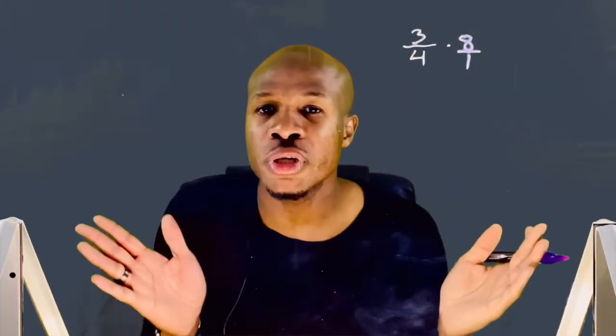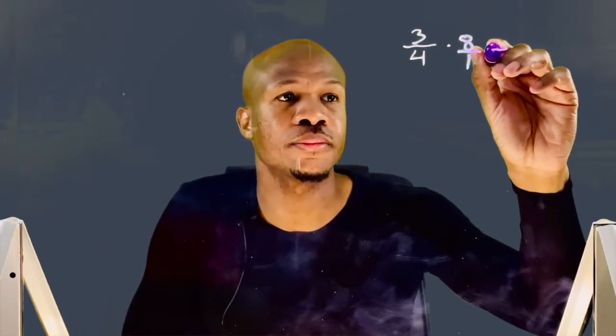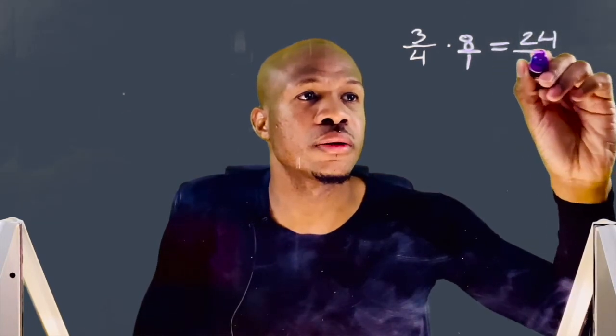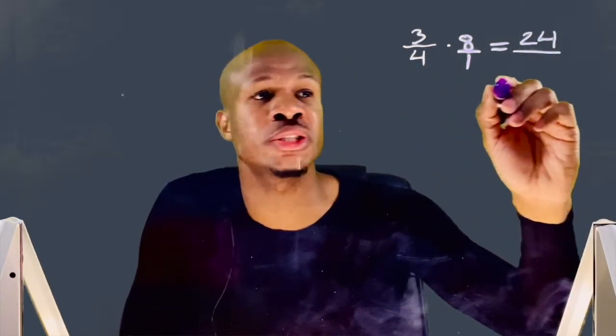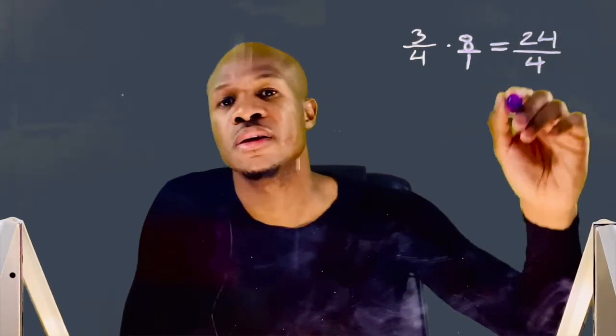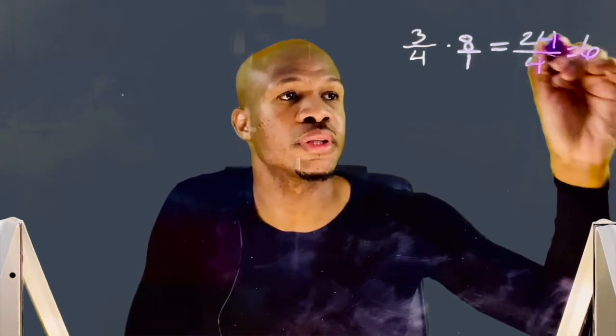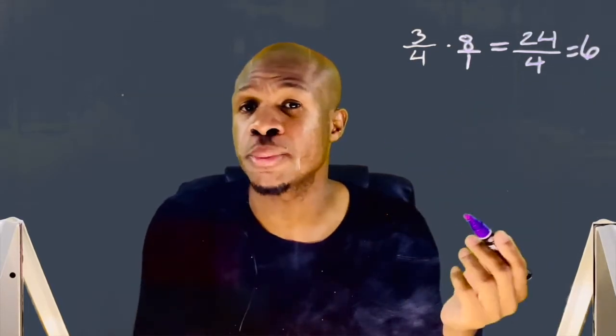Now remember, whole numbers, they have a denominator too. The number 8 is just equal to 8 over 1. Now you can write that if you want to. For whole numbers, the denominator is 1. When you multiply this, what do you get? You get 8 times 3, which is 24, divided by 4 times 1, which is 4. And 4 goes into 24. 24 divided by 4 is equal to what? 6, right? So that's how you multiply fractions, right?